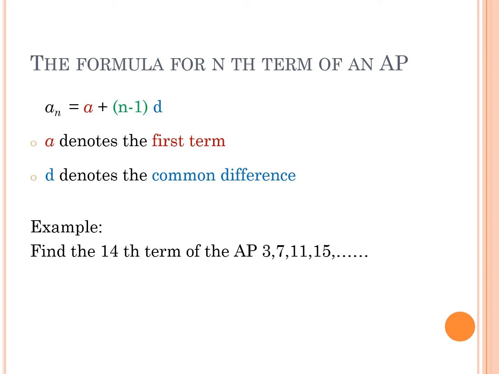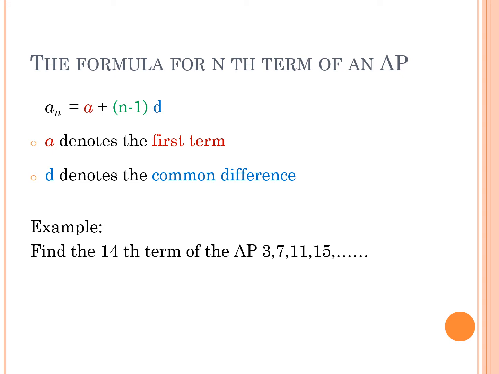In this example, we have to find the 14th term of the AP 3, 7, 11, 15. To confirm whether this is an AP, we need only to check whether the difference between two consecutive terms is the same for the entire sequence. So let us see the value of second term minus first term. Second term minus first term is 4. Now third term minus second term is again 4. Fourth term minus third term is 4.